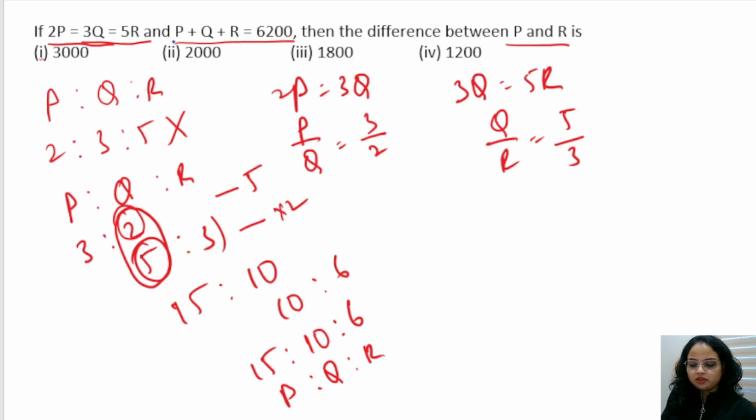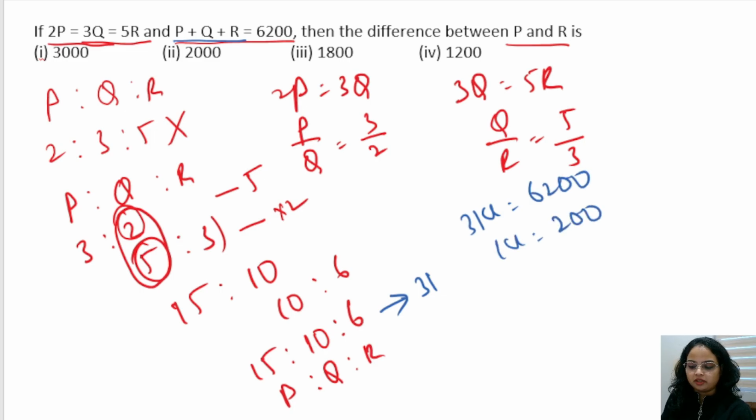Okay, and what is the total given? P plus Q plus R is equal to 6200. So here what is the total number of units? 15 plus 6 is 21, plus 10 it is 31. So 31 units is equal to 6200. So 1 unit is equal to 200.